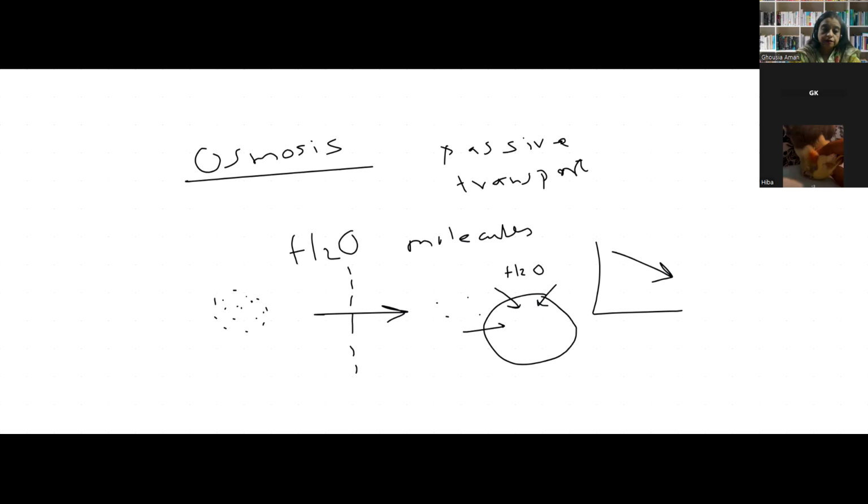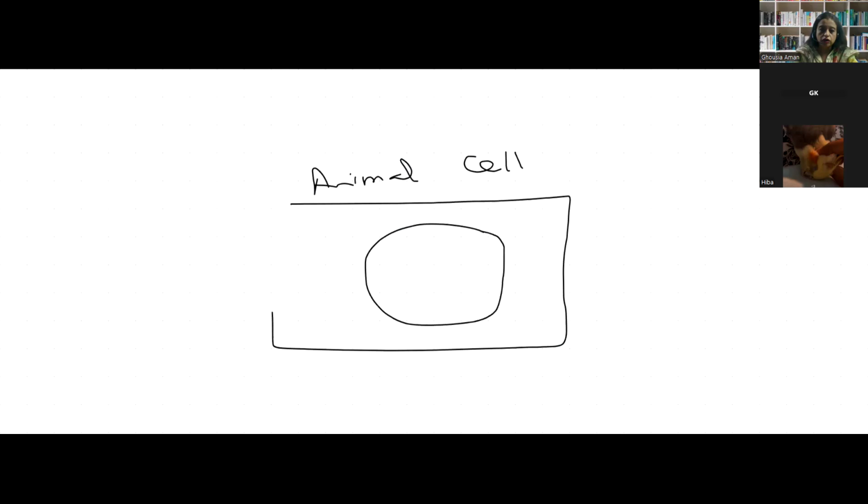Now, suppose this is an animal cell. Just one minute, my writing device is... Okay, suppose this is an animal cell, one of our red blood cells, let's say. You have placed it in a tray of water, in a container of water. The water is more outside, the water is less in the cytoplasm. Osmosis will start. Water molecules will start moving from high to low concentration across the semi-permeable cell membrane.